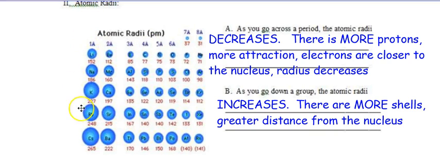And what happens when you go down a period? Look what's happening. Those circles are getting bigger. Those numbers are getting bigger. The atomic radii gets bigger. Why? Because you have more shells, and those outermost electrons are further away from the nucleus than the shell before that. So go to the next page.